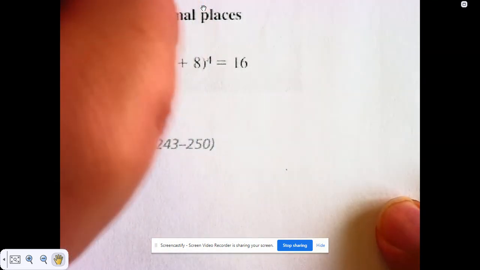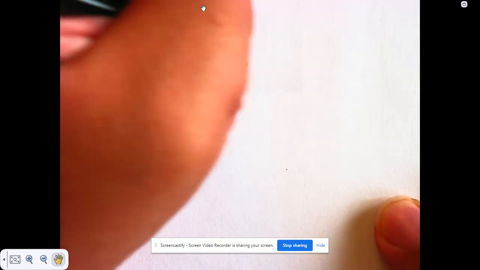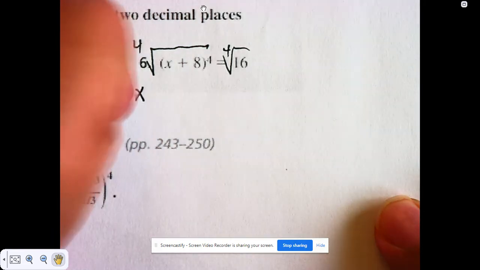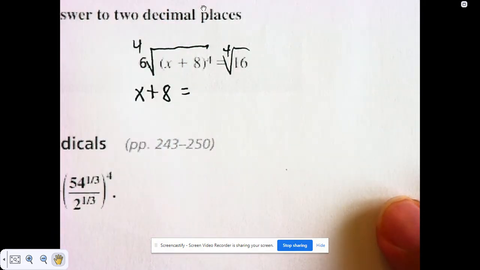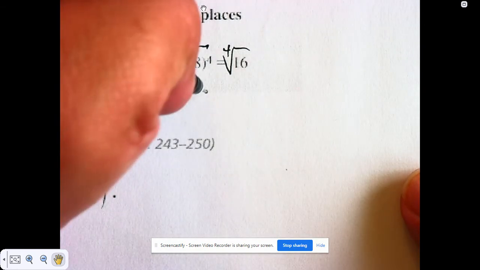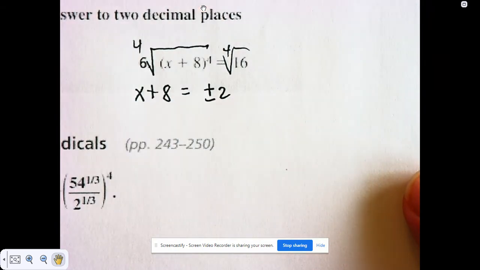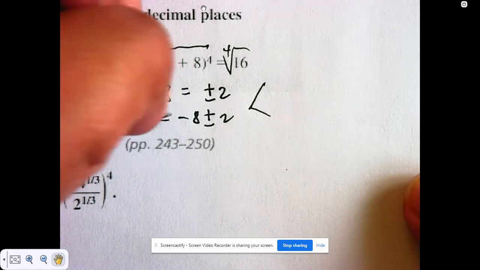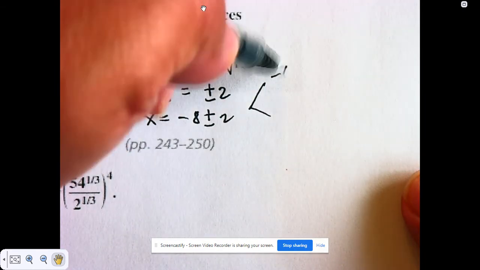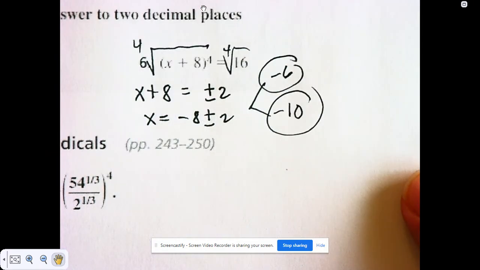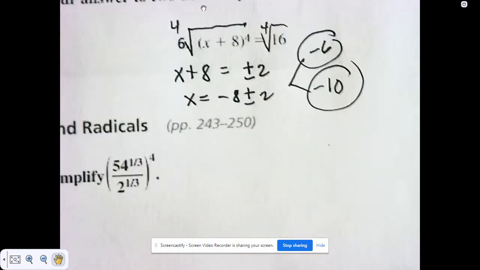Now, for number 6, this is x plus 8 raised to the fourth equal to 16. To get rid of the fourth, I get the fourth root. If I get the fourth root of the quantity to the fourth, what's left is the one inside the parenthesis, which is simply x plus 8. And then the fourth root of 16, since this is even, we're going to have two values, plus and minus 2. So negative 8 plus or minus 2. Your two values are negative 8 plus 2, which is negative 6, and negative 8 minus 2, which is negative 10. So that's 5.1.